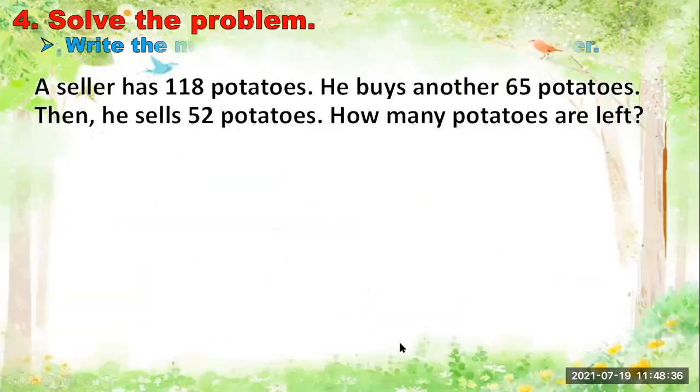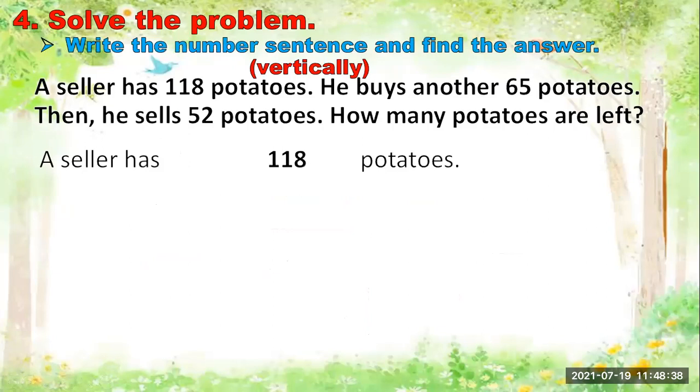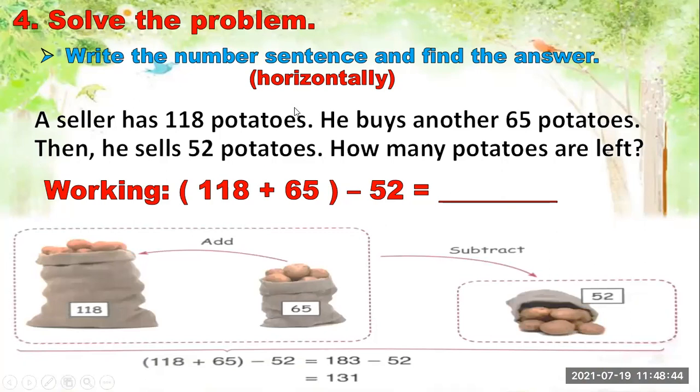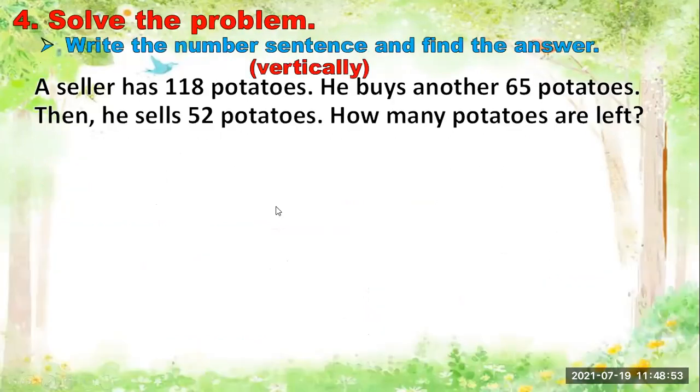So in number 4, a seller has, another example. This is another way. This is in vertical. A while ago, here is horizontal. Okay, this is called horizontal, from left to right. Now we will do it vertical. Okay, vertical way. So we do it this way. A seller has 118 potatoes. You can see it here. A seller has 118 potatoes. So we just copy this one and write it here.